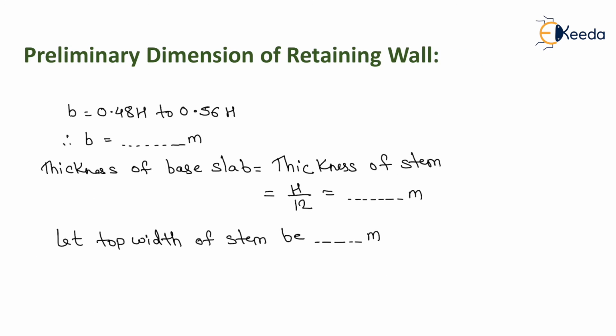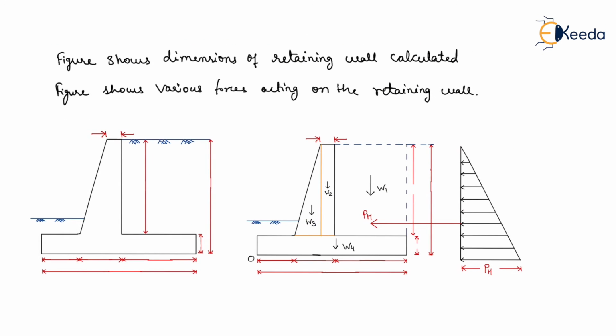Moving toward next step, we will calculate preliminary dimensions of retaining wall. In this, we will calculate small b. Its value is taken as 0.48 h to 0.56 h. Therefore, b equals to calculated in meter from these above condition. Thickness of base slab equals to thickness of stem equals to h by 12. We will get these values in meter. Let top width of stem be taken in meter. Now figure shows dimensions of retaining wall calculated.